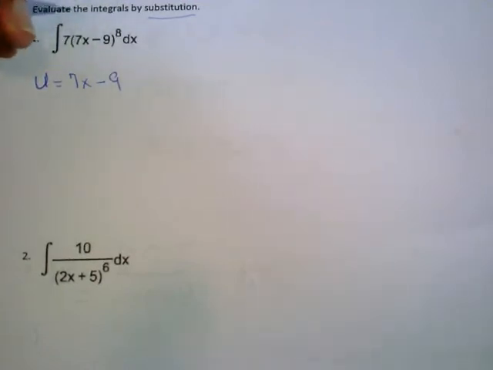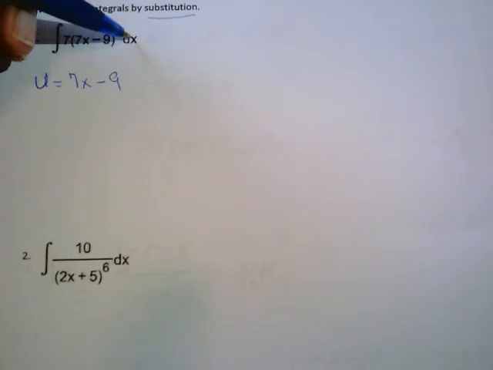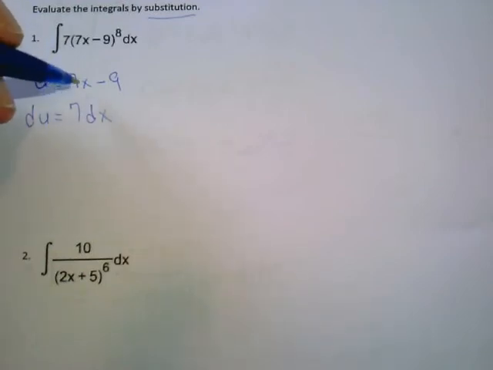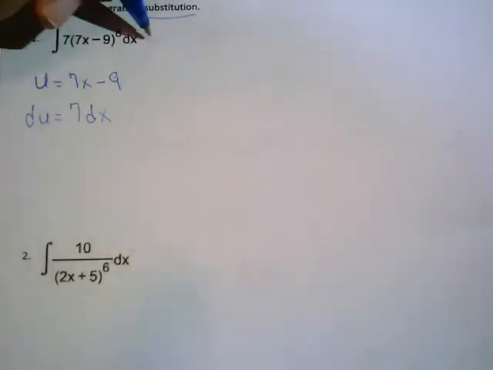But notice this problem is taking an integral with respect to x. So if we're substituting the x out, then we can't integrate unless we substitute and take this dx out as well. So if u equals 7x minus 9, then we can say du equals 7 dx. So we took the derivative of this equation with respect to x, so the x just became dx. This is du now.